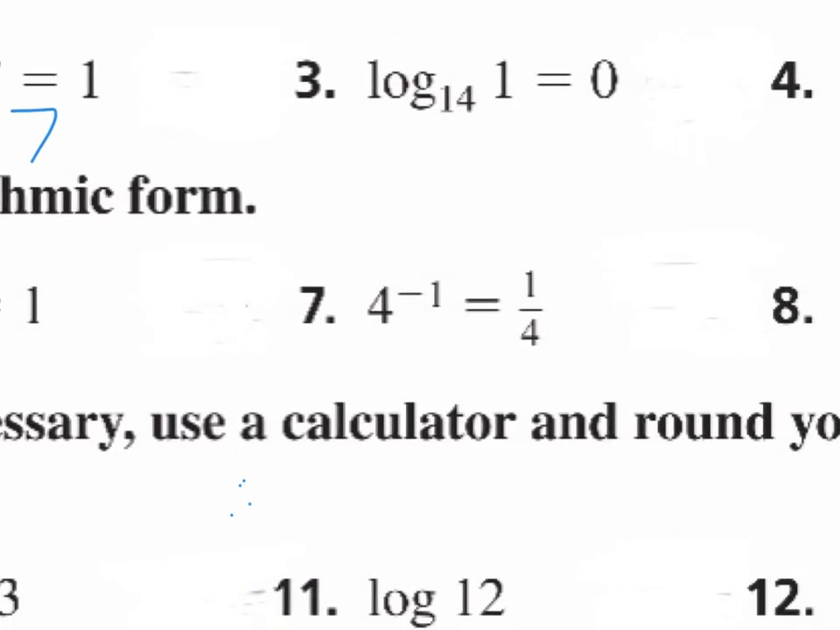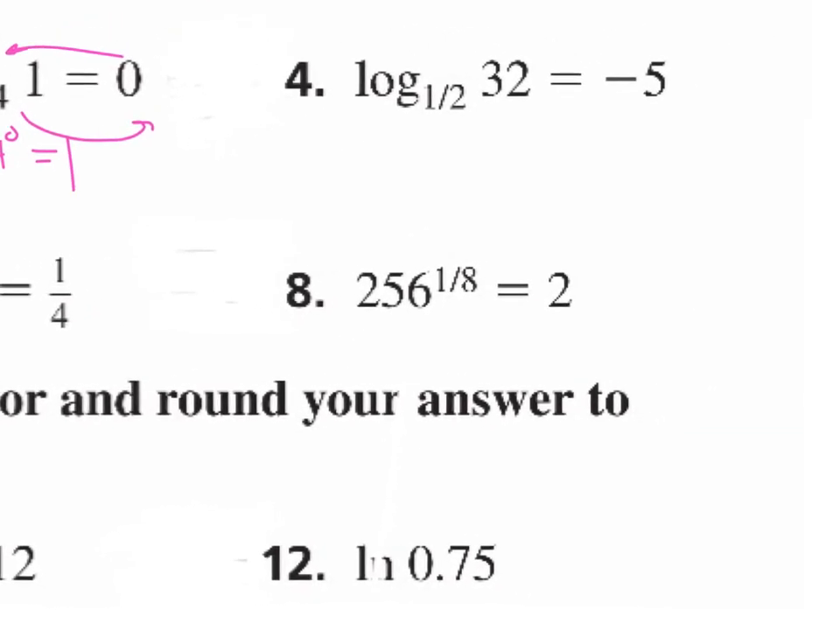Alexis, what'd you get for number 3? So our base is 14. So then what's on the right goes up top to the left. What's on the left goes to the right. So what comes next? What's our exponent? Exponent 0. And then what's that equal to? 1. See, that wasn't too bad. 14 to the power of 0 is equal to 1.